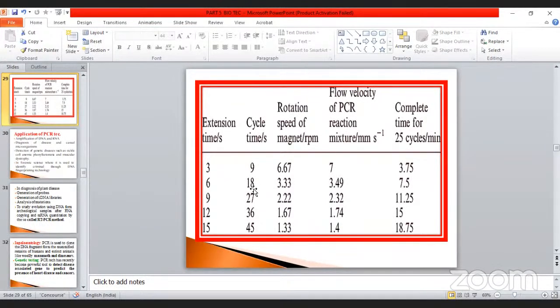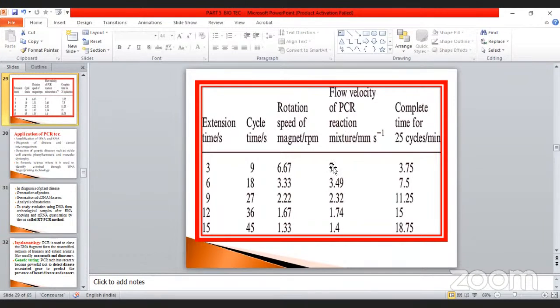See, according to this one, 9, 18, 27, 36, 45. Rotation, see here, 6.67, 3.31. It will be reduced here. The rotation per minute is reduced in this manner: 6.67, 3.37, 3, 2.22, like that. PCR reaction mixture per mm means 7. Okay, flow velocity.